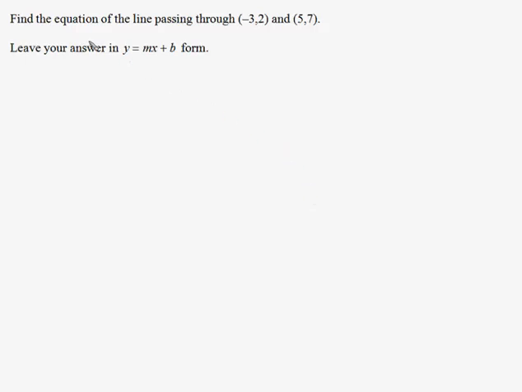In this problem, we are to find the equation of a line passing through these 2 points that are given, and we are to leave our answer in y equals mx plus b form. Since they want my answer in y equals mx plus b form, I think the best way to proceed is to just use the method where you start by finding m and subsequently finding b.